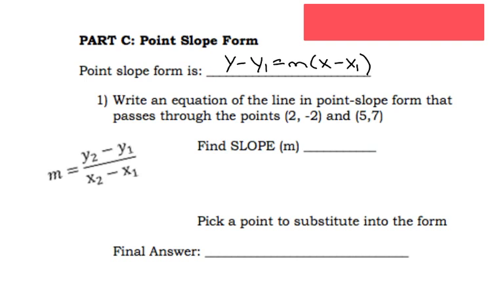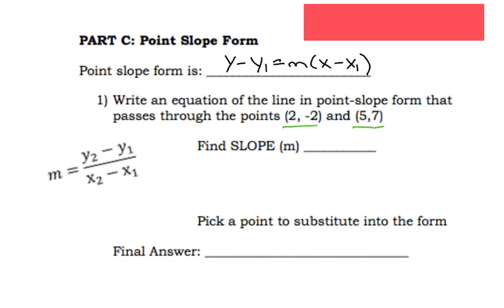So, first example. We're going to write an equation of a line in point slope form that passes through the points 2, negative 2, and 5, 7. The first thing that we need to do is find the slope. M stands for slope. Notice I have the slope formula here for those of you who prefer to use that.